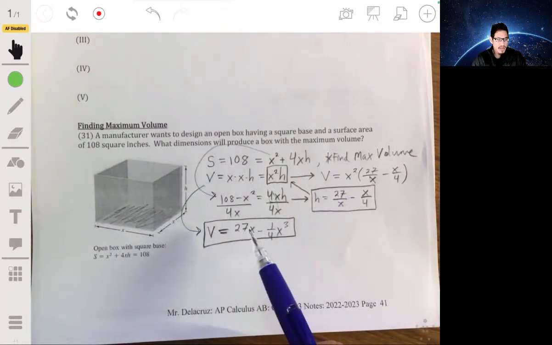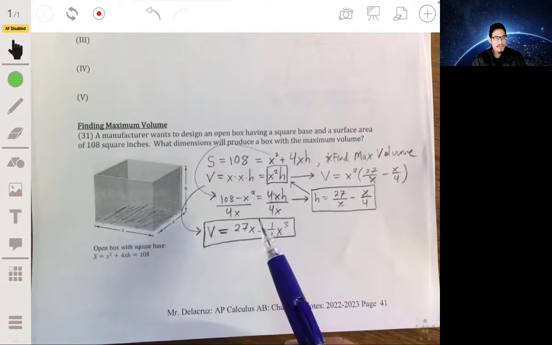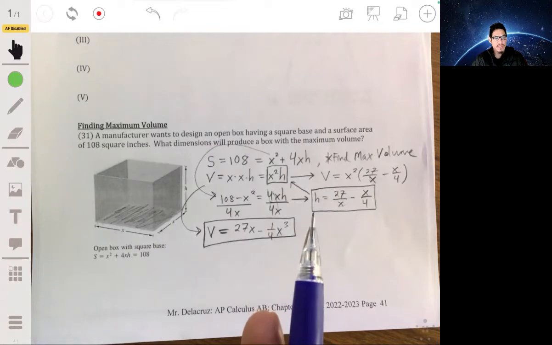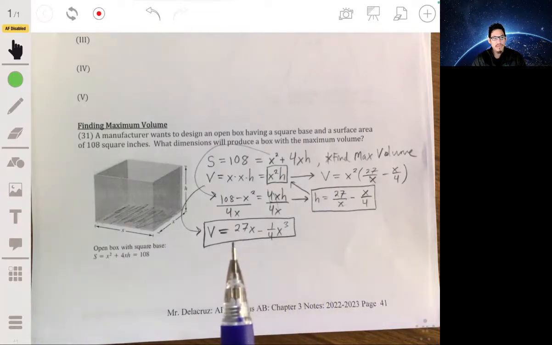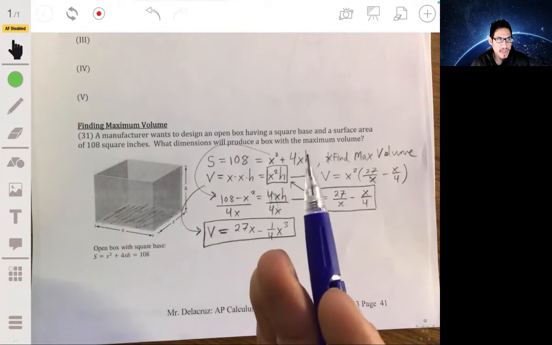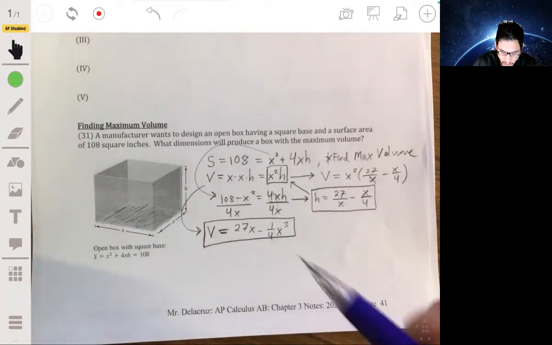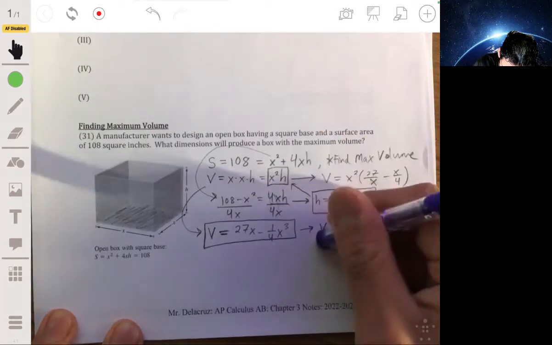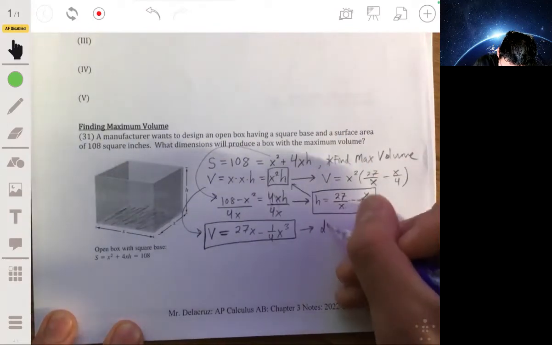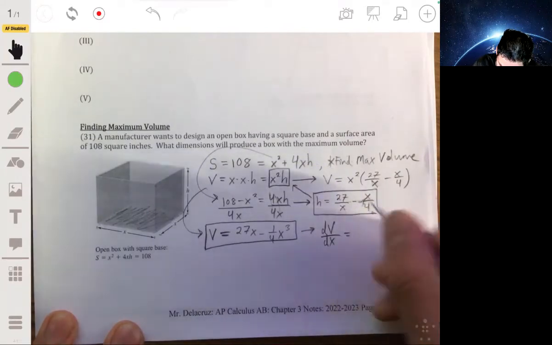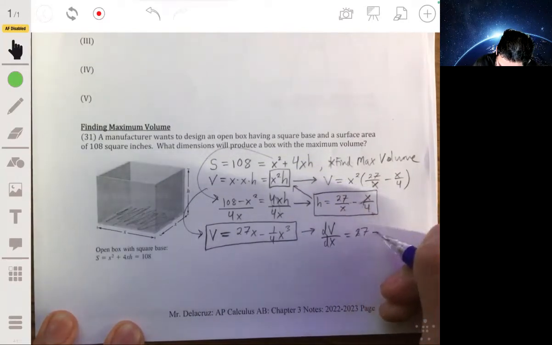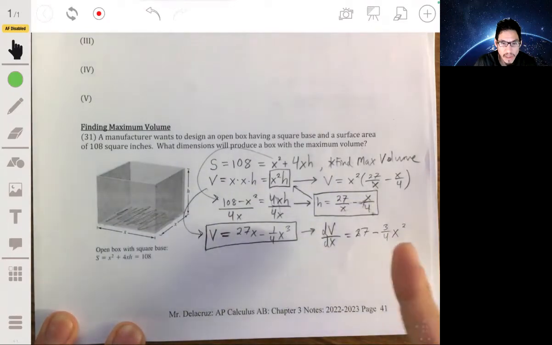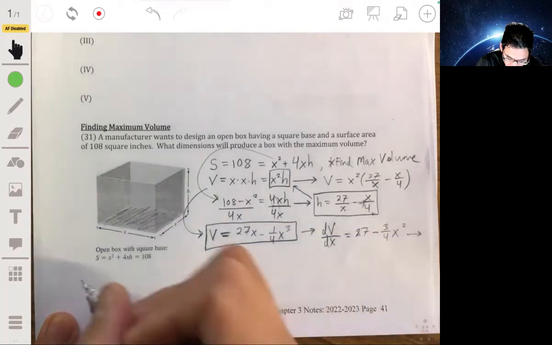So I'm going to take the derivative, find the critical values, and then study those critical values, see what those critical values give, like see if those give you the minimum, maximum, and so forth. So let's first differentiate this. So we have, let me write it as dV/dx, the volume in terms of x, is just going to be 27 minus 3/4 x squared.